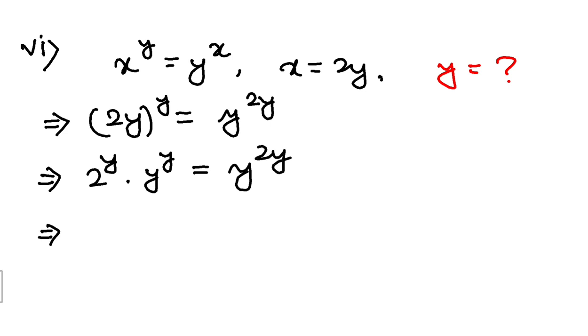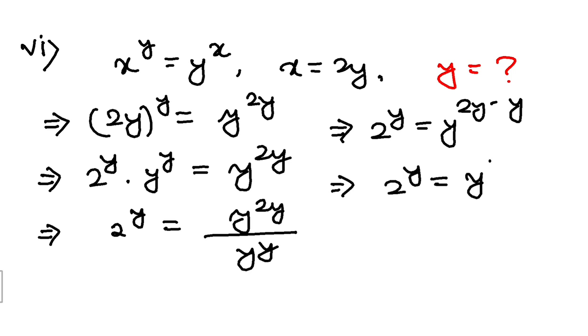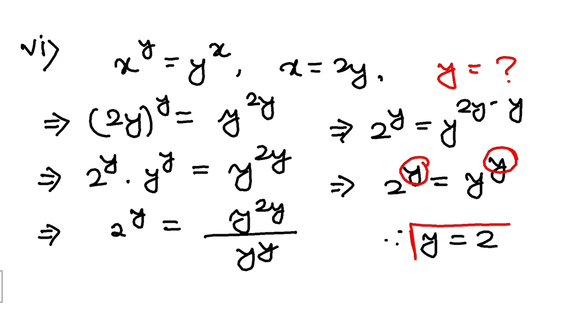And this means 2 to the power y equal to y to the power 2y by y to the power y. Now that further means 2 to the power y is equal to y to the power 2y minus y, which means 2 to the power y is equal to y to the power y. Now the powers are the same, y and y, that means the bases will be equal. So your value of y is 2. So that's your final answer, y is equal to 2. Alright, so 4 questions I have discussed in this video. The rest of the questions I will discuss in the next video.